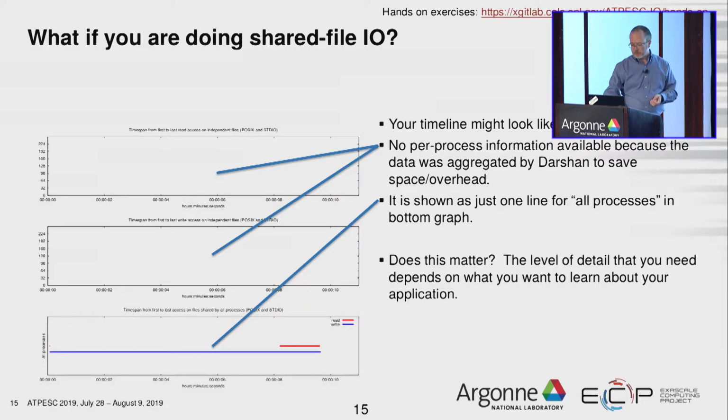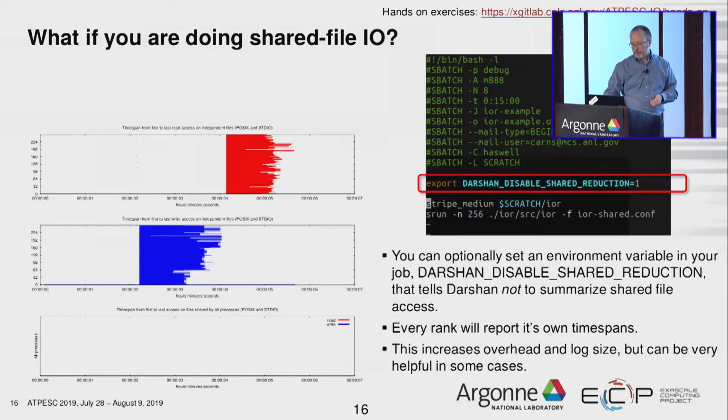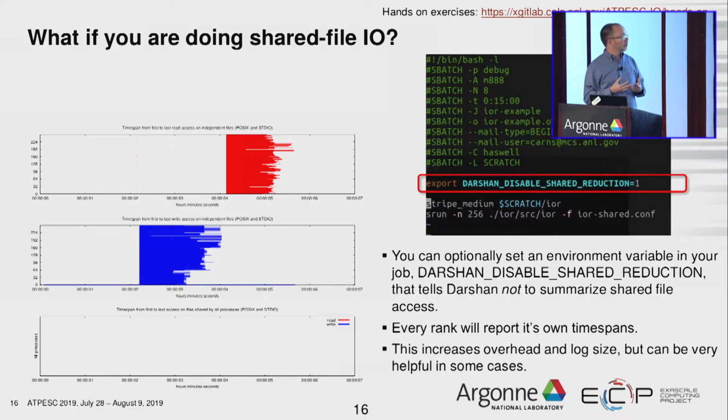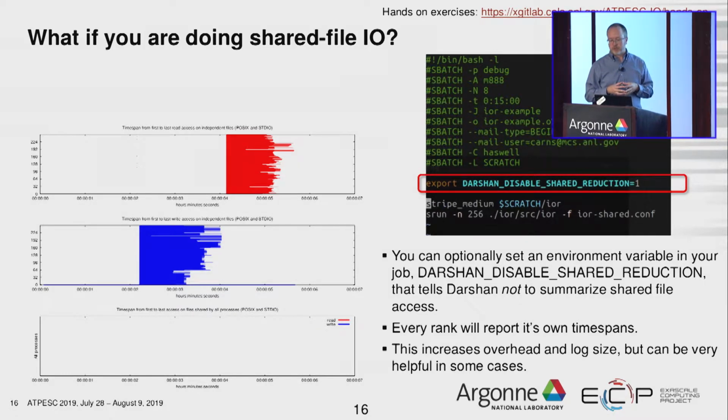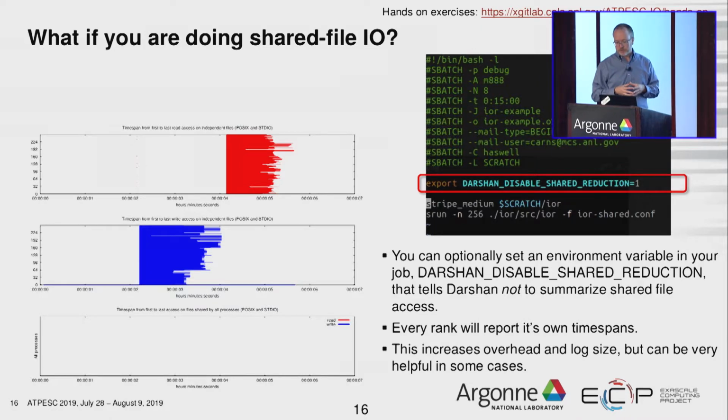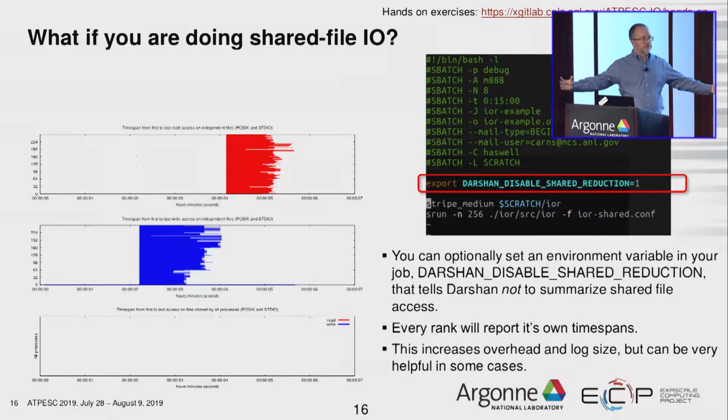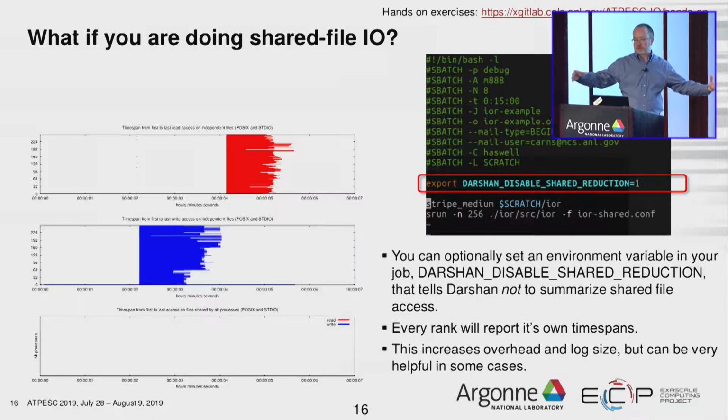So you can do that. We just don't turn it on by default. The way you do this is, in your job script, you add an environment variable called Darshan disable shared reduction. This instructs Darshan to say, if you see a shared file access where everybody's touching the same file, don't collapse it into one summary. Keep separate information for each rank in the application.